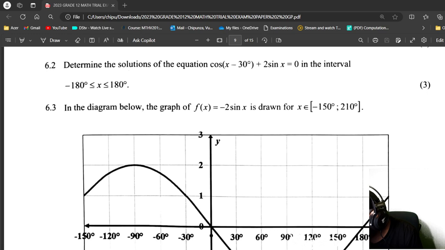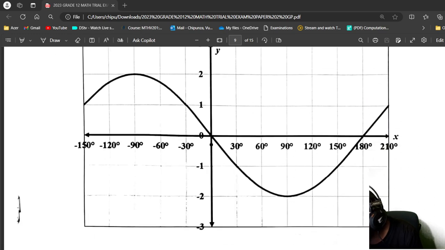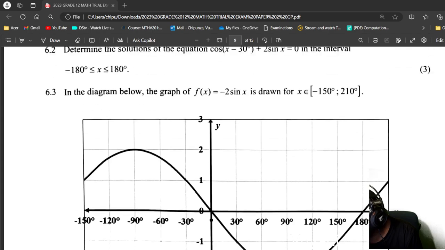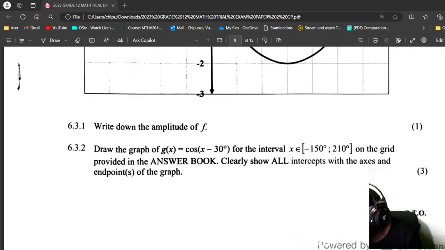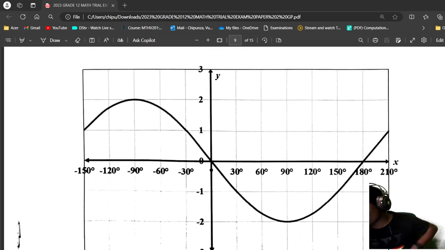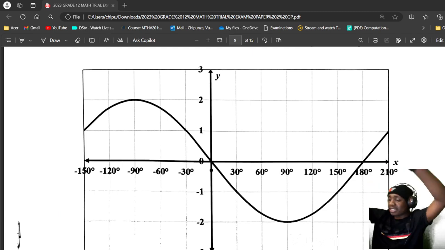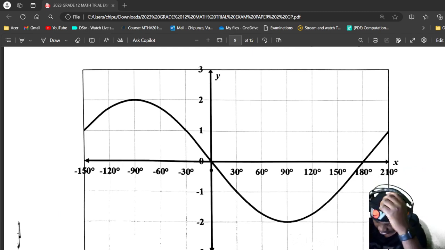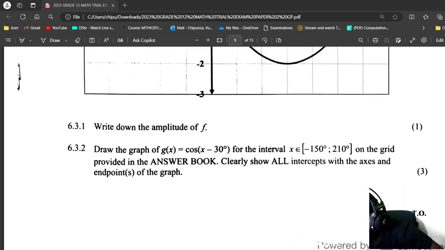In the diagram below, the graph of f of x equals negative 2 sine x is drawn for x an element of negative 150 to 210 degrees. Write down the amplitude of f. That's 6.3.1. Guys, that's easy stuff. We can see that the maximum point, the graph is going from 0 going up to 2. So our amplitude is just going to be equal to 2.